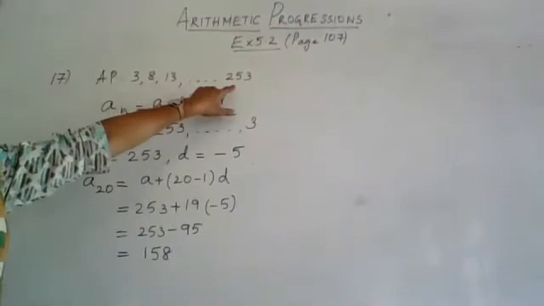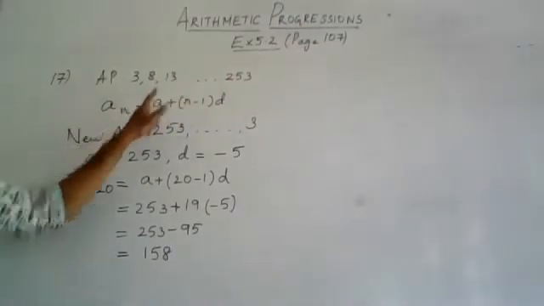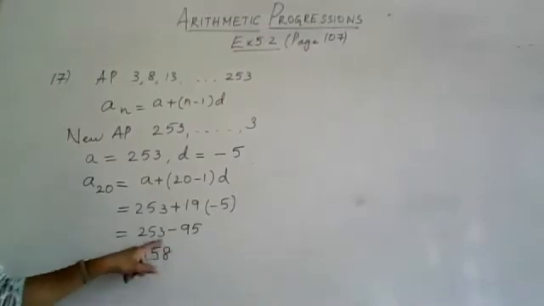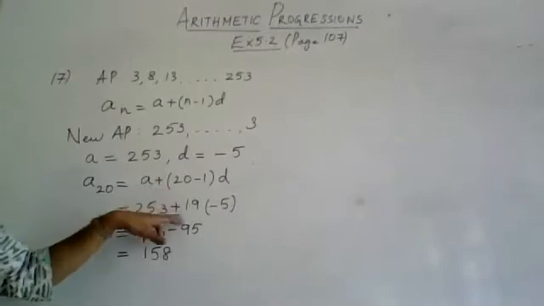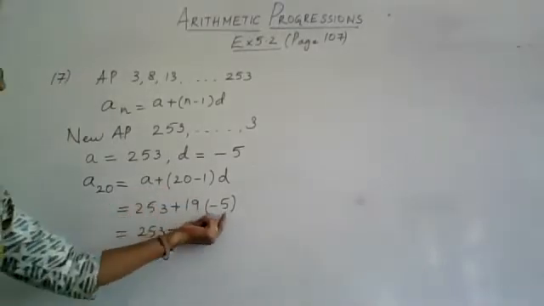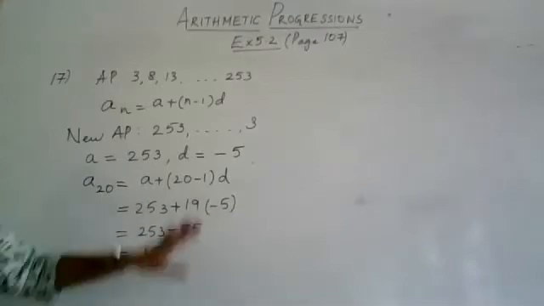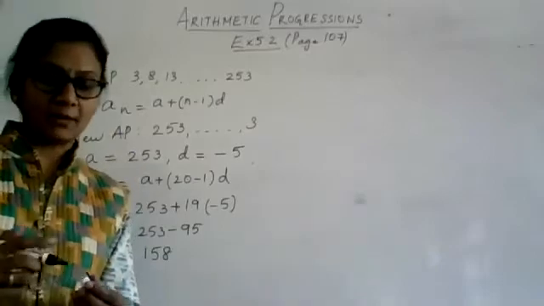That means from here if you count 1, 2, 3, 4, when you reach the number 20, it will correspond to the term 158. Alright, so you must be very careful. The only change that we have done is a has become 253 and d has become negative 5. This is because the entire AP has been reversed. So this you must keep in mind.